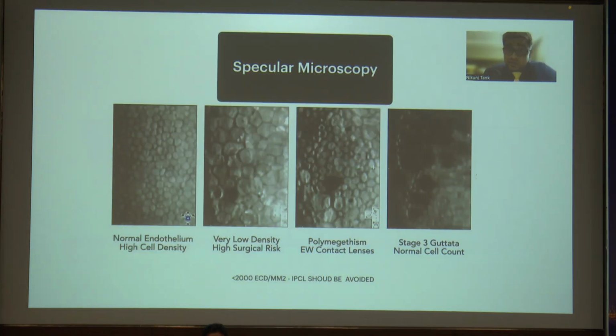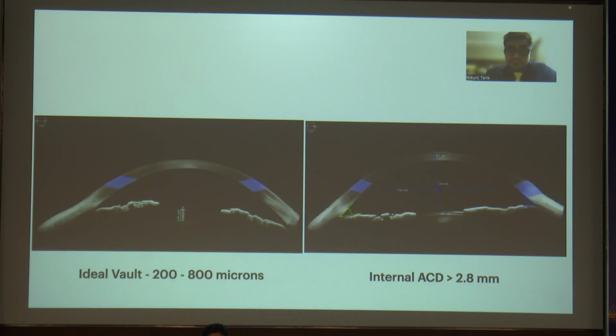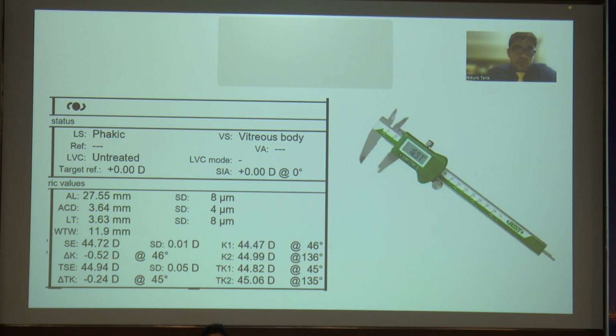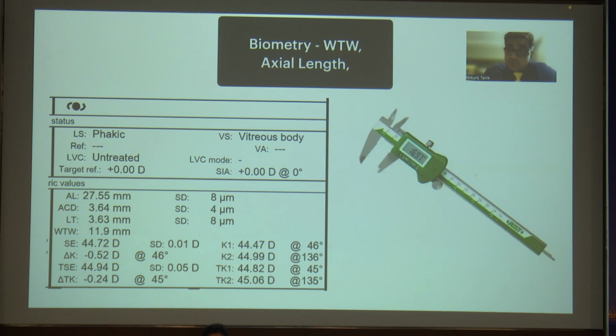It is important to look at the corneal endothelium if you are planning a phakic IOL surgery, and if endothelial cell count is less than 2000, phakic IOL surgery should be avoided. Anterior segment OCT is important to look at the internal anterior chamber depth, which includes measurement from the endothelium to the anterior surface of the lens, which should be more than 2.8 millimeter. And post-operatively, it helps to look at the vault of the phakic IOL, which should be between 200 to 800 microns.